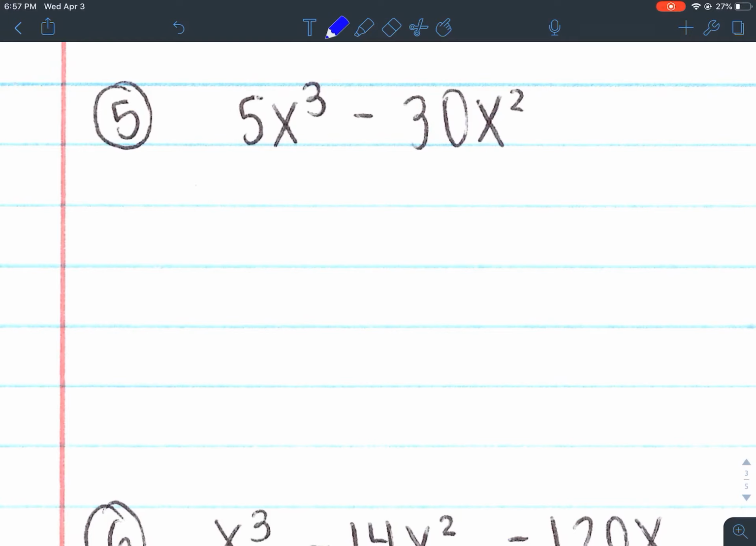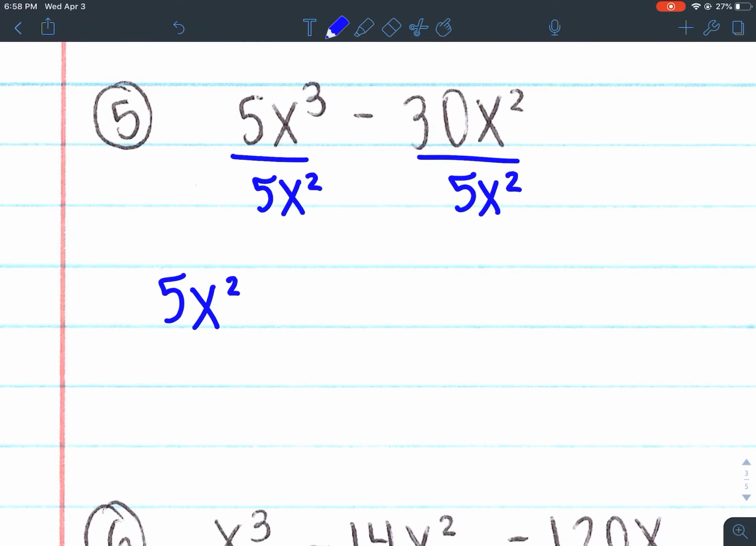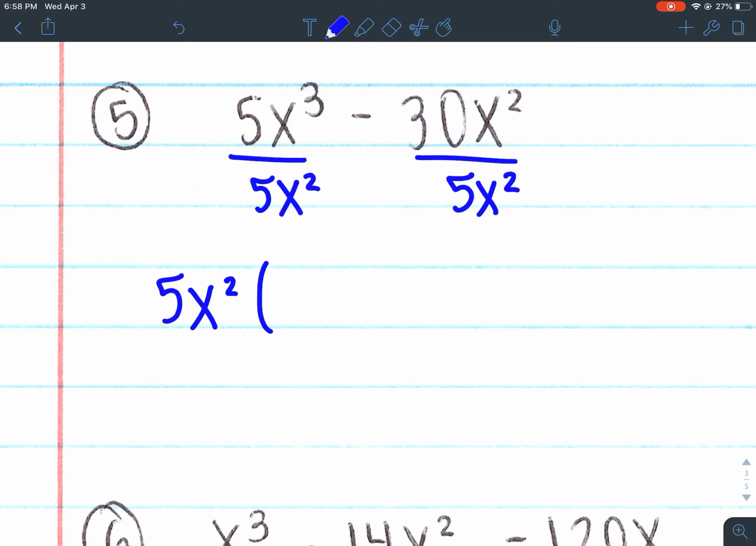Always check for a GCF first. Do I have a GCF here? I do. That's going to be 5x squared. So that's going to go on the outside of my parentheses. Okay. And then 5 divided by 5 is 1. X cubed divided by x squared is x. And then I have negative 6, and then the x squareds cancel there.